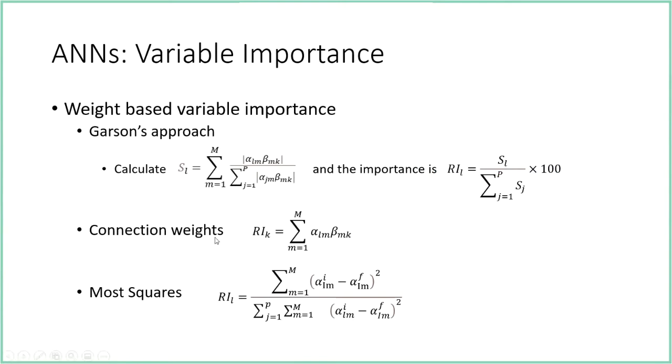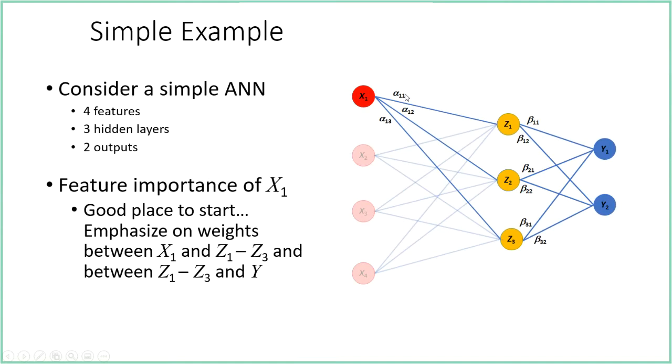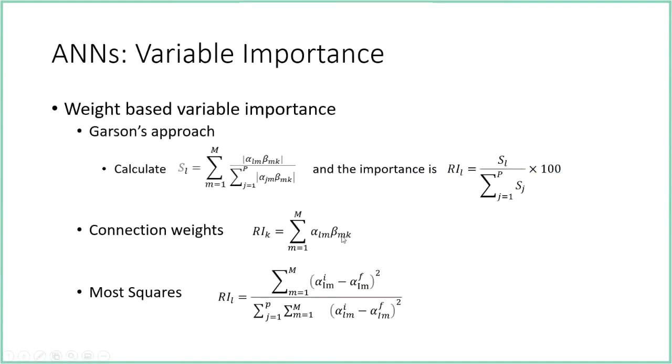The only difference with connection weights is, A, they don't normalize, but B, they allow the sign to vary. So if we went back here, let's say that alpha 1,1 was positive, alpha 1,2 was negative, alpha 1,3 was also negative, and some of your betas were positive or negative. You can imagine that the sign of this thing could change depending on the weights going from x1 into z1 through zm and from z1 through zm to your outputs. So the connection weights idea was, okay, well, we also want to take into account what direction that impact is. So not only is it strongly predictive of the outcome, it's predicting it to be more or less likely. And so connection weights was trying to allow for that to happen.